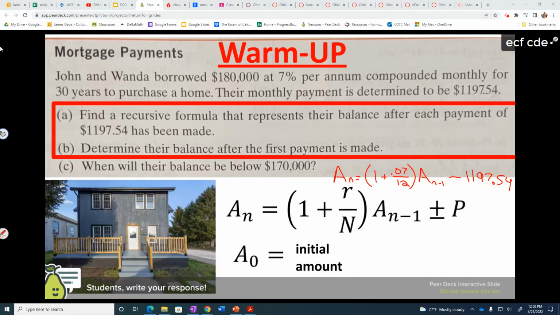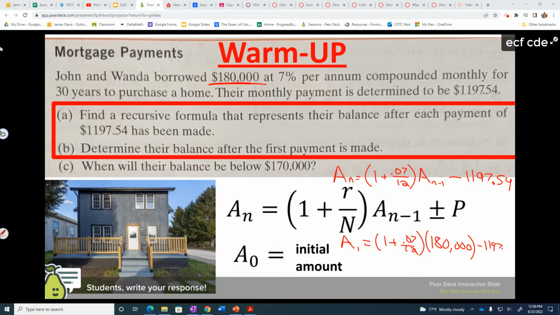So then to find a sub 1, well, a sub 1 is just going to be all this stuff. And then n for this would be a sub 0, right? Because it would be one less. A sub 0 is the initial amount. The initial amount that they borrowed is 180,000. So that's what goes in here.